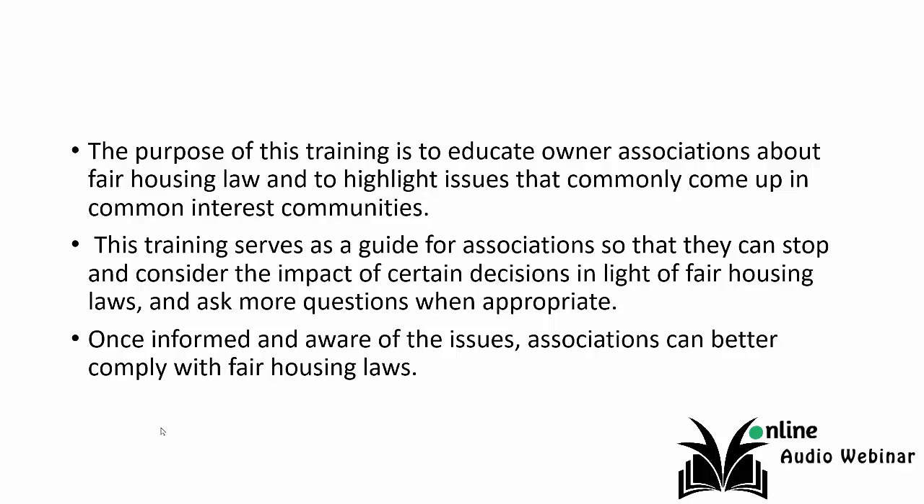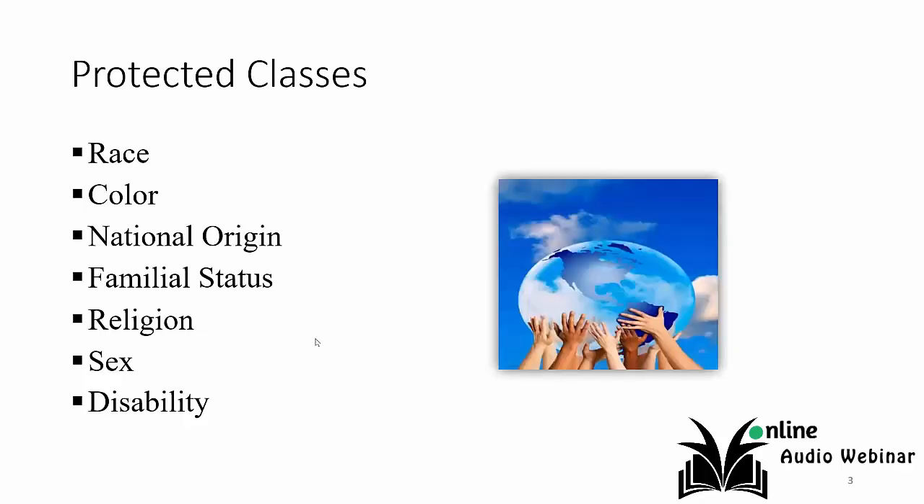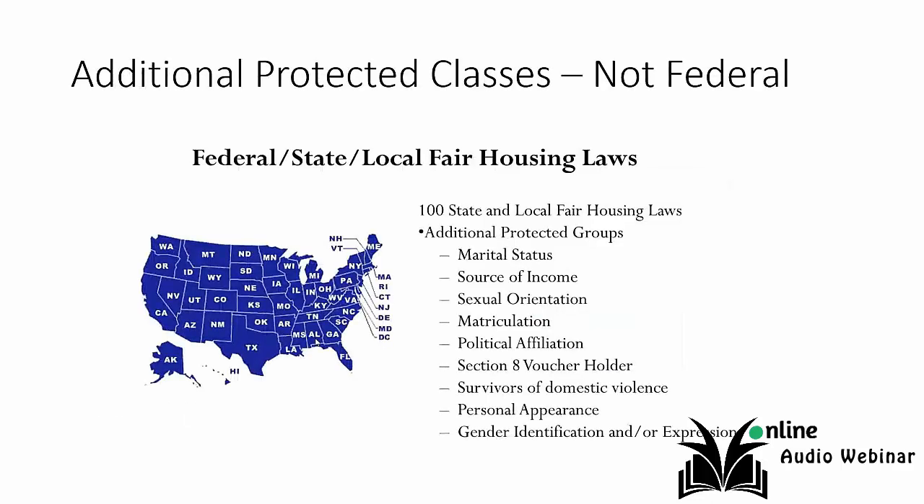It is trying to serve as a guide for associations so that you can stop and consider the impact of certain decisions in light of fair housing laws and ask more questions when appropriate. Once informed and aware, you can better comply with fair housing laws. So we have 7 federal protected classes. They are race, color, national origin, familial status, or families with children, religion, sex, and disability. And these are the 7 federal protected classes. Now, in your area, there may be additional protected classes.